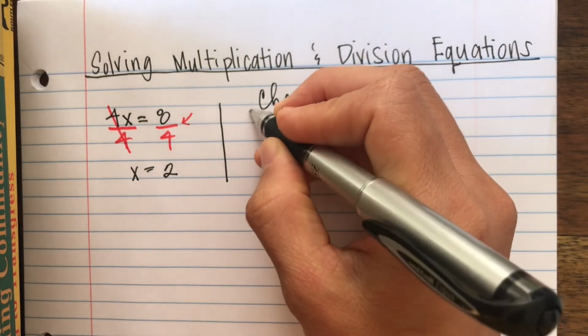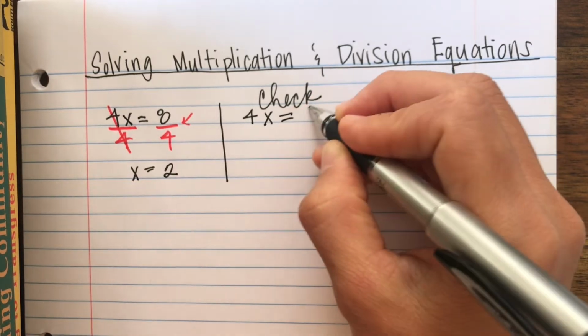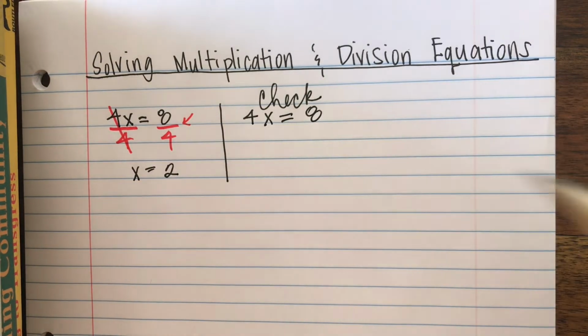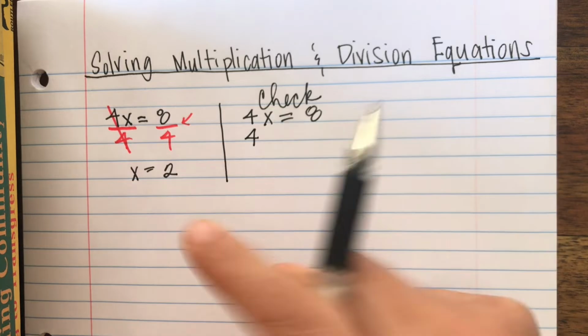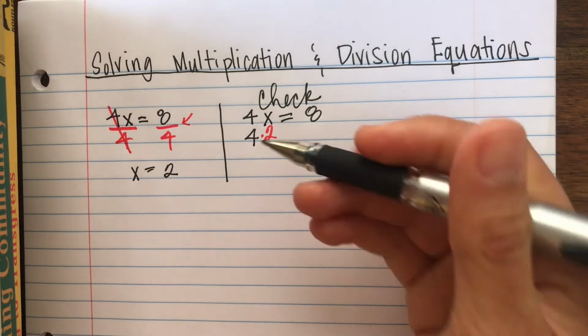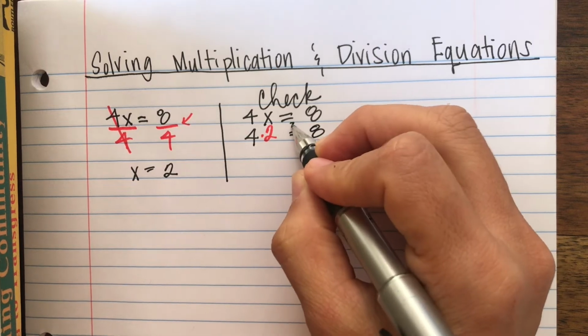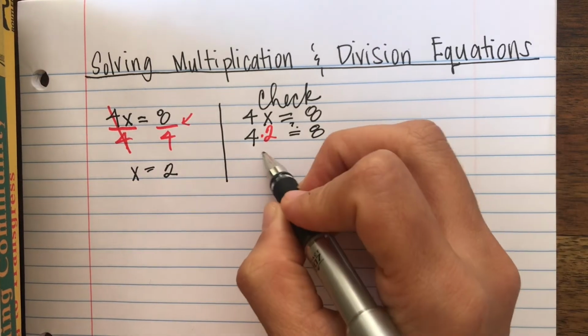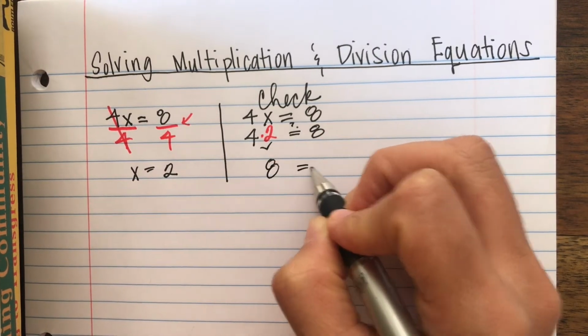You rewrite your equation, 4x equals 8, and instead of the variable, you substitute the value that you found. 4 times 2 equals 8, question mark? We're trying to check that. 4 times 2 we know is 8, so your answer is correct.